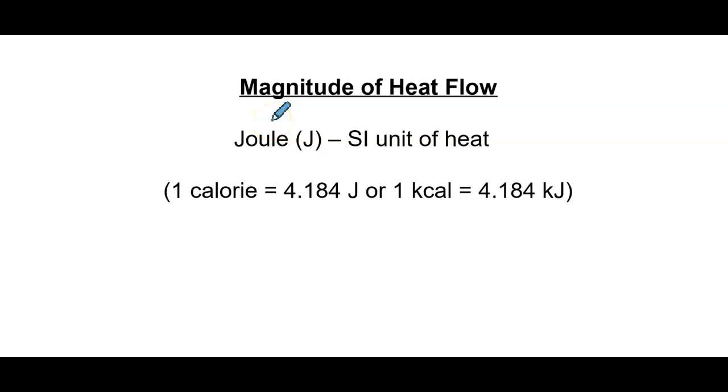Okay, next in our notes is magnitude of heat flow. We're going to look at joules again. This is the standard industrial standard unit of heat. A calorie is 4.184 joules, or a kilocalorie is 4.184 kilojoules.